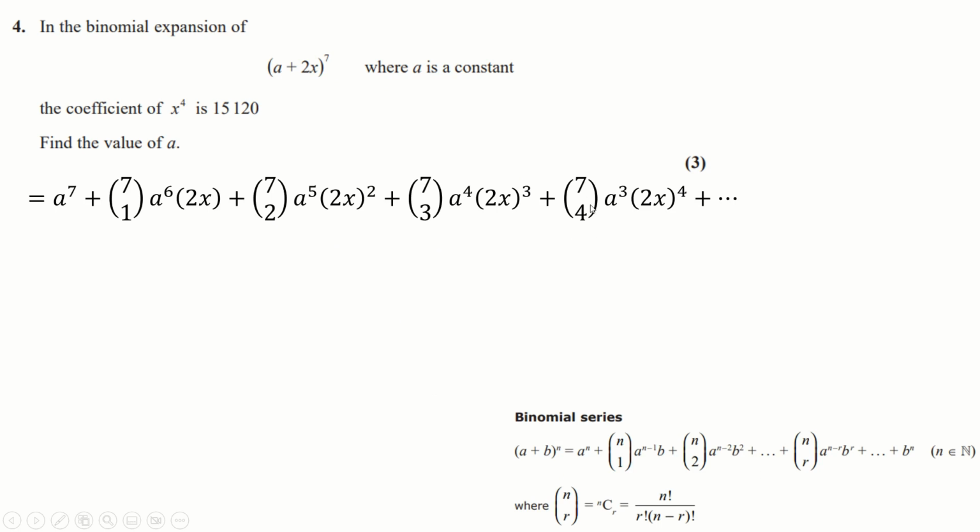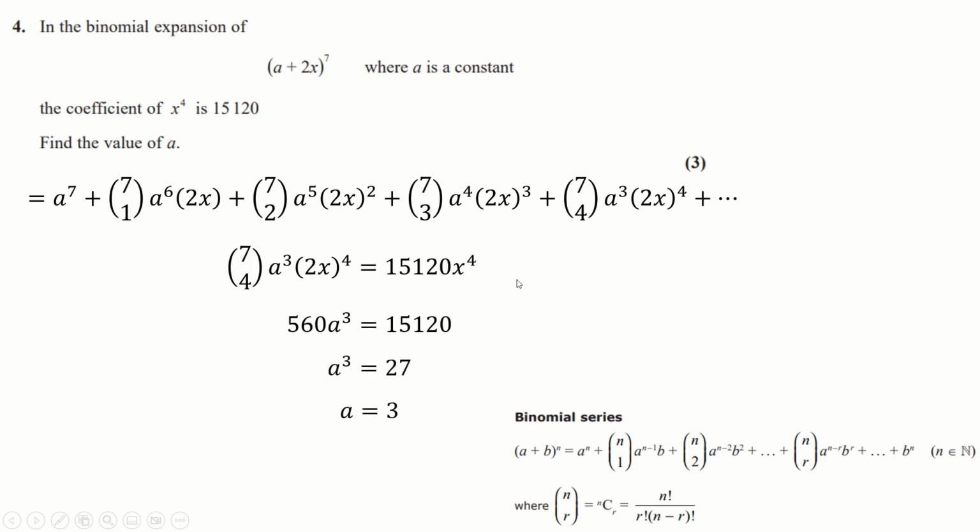So 7 choose 4, of a cubed, 2x to the 4 is 15,120x to the 4. The x to the 4s obviously I don't need, they can just go away. And 7 to the 4, they even told you how to calculate as if you didn't just have a calculator: type 7 choose 4 and 2. You get this, you cube root, you get this, and we're done.